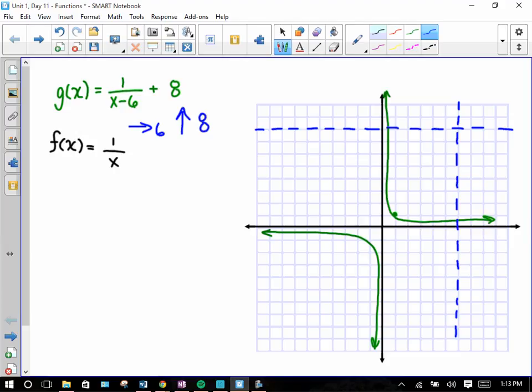Okay? So what I know is that at this point, we're going to shift all the way up to here. And this point right here, we're going to shift all the way to here. Because this right here is negative 1, negative 1. It's going to go over 1, 2, 3, 4, 5, 6, up 1, 2, 3, 4, 5, 6, 7. My graph.